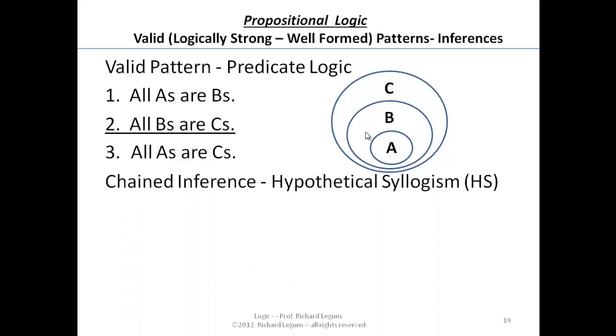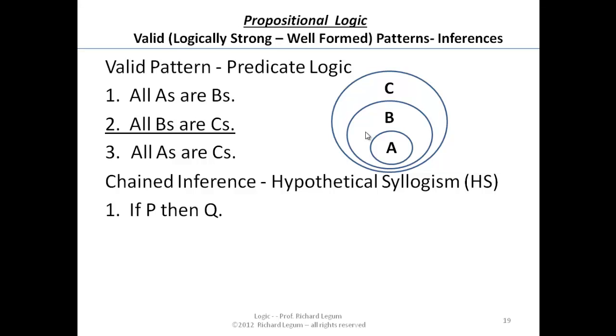Now, if you're looking at it, you might call this a chained inference. It's kind of creating a chain from 1 to 2, chains 1 and 2 together and gets you 3, so to speak. And here we're going to see it's something called hypothetical syllogism. Mentioned why when we're talking about conditionals, if-thens.